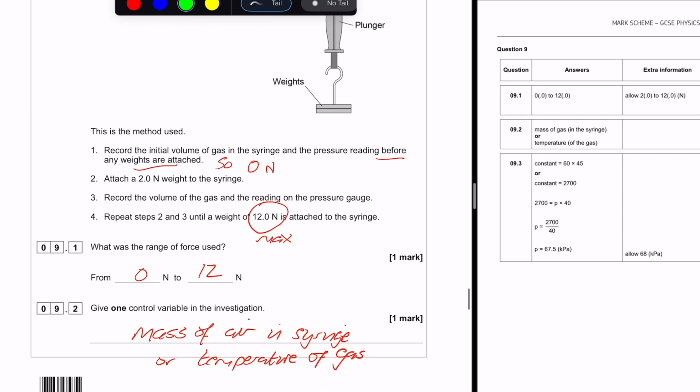So the first question is fairly straightforward. What was the range of force used? Well, it was 0 to 12, as I said as I was reading the question.